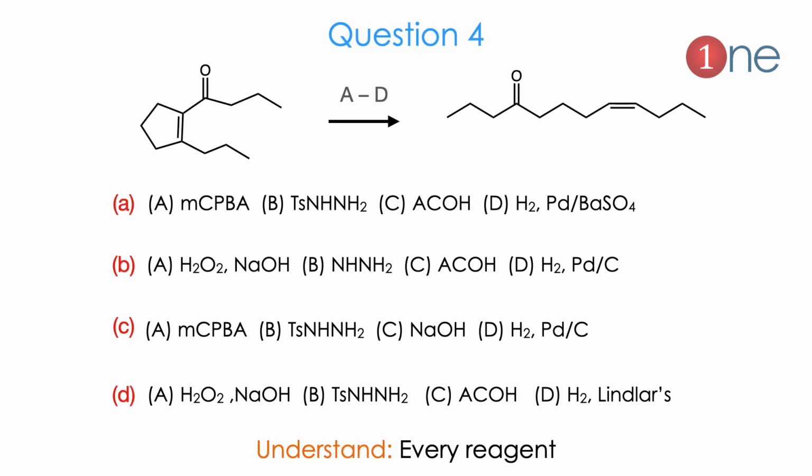Then the next question, which is the interesting question. They are asking for the reagents during the conversion. The starting material contains ketone and alkene. The final product contains an alkene, which is the acyclic one. So cyclic product converted into acyclic product, and cis formation of alkene is also there. So which is the order of the reagents? Here you have to master every reagent to know the possible conversions.